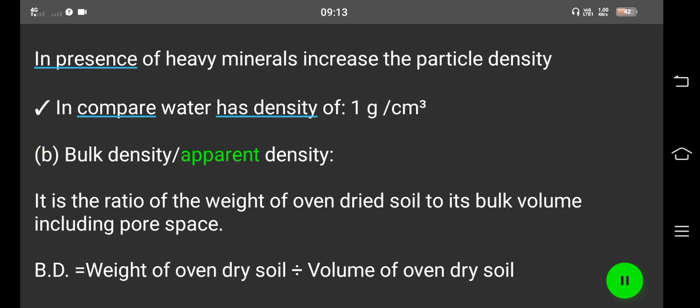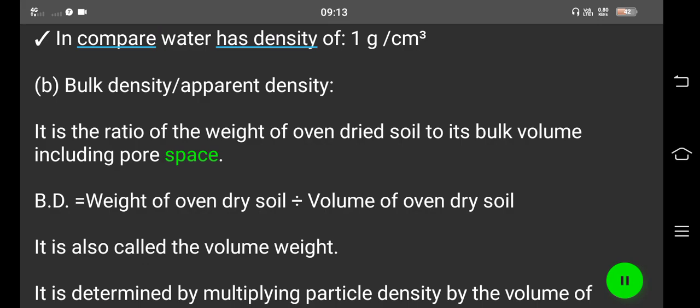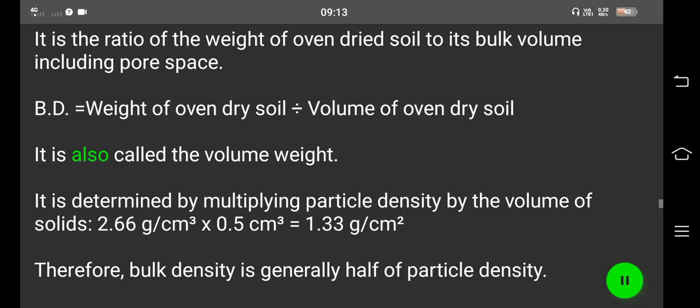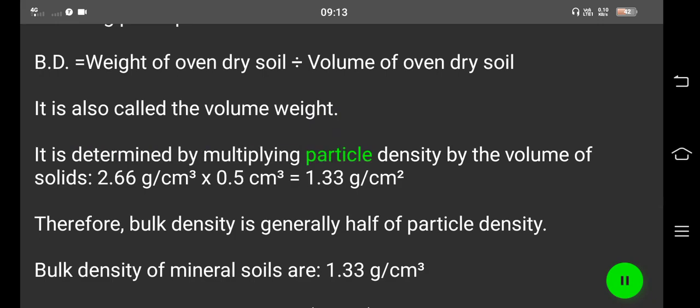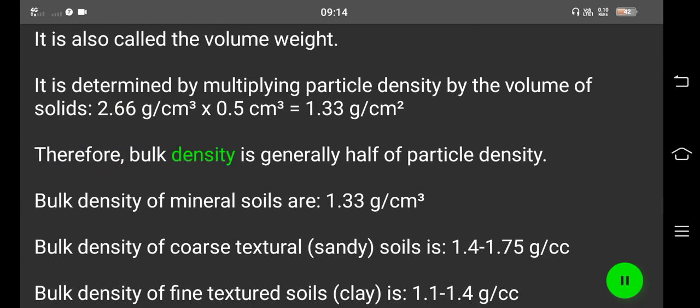B. Bulk density, apparent density. It is the ratio of the weight of oven-dried soil to its bulk volume including pore space. BD equals weight of oven-dry soil divided by volume of oven-dry soil. It is also called the volume weight. It is determined by multiplying particle density by the volume of solids. 2.66 grams per cc by 0.5 cc equals 1.33 grams per cc. Therefore, bulk density is generally half of particle density.